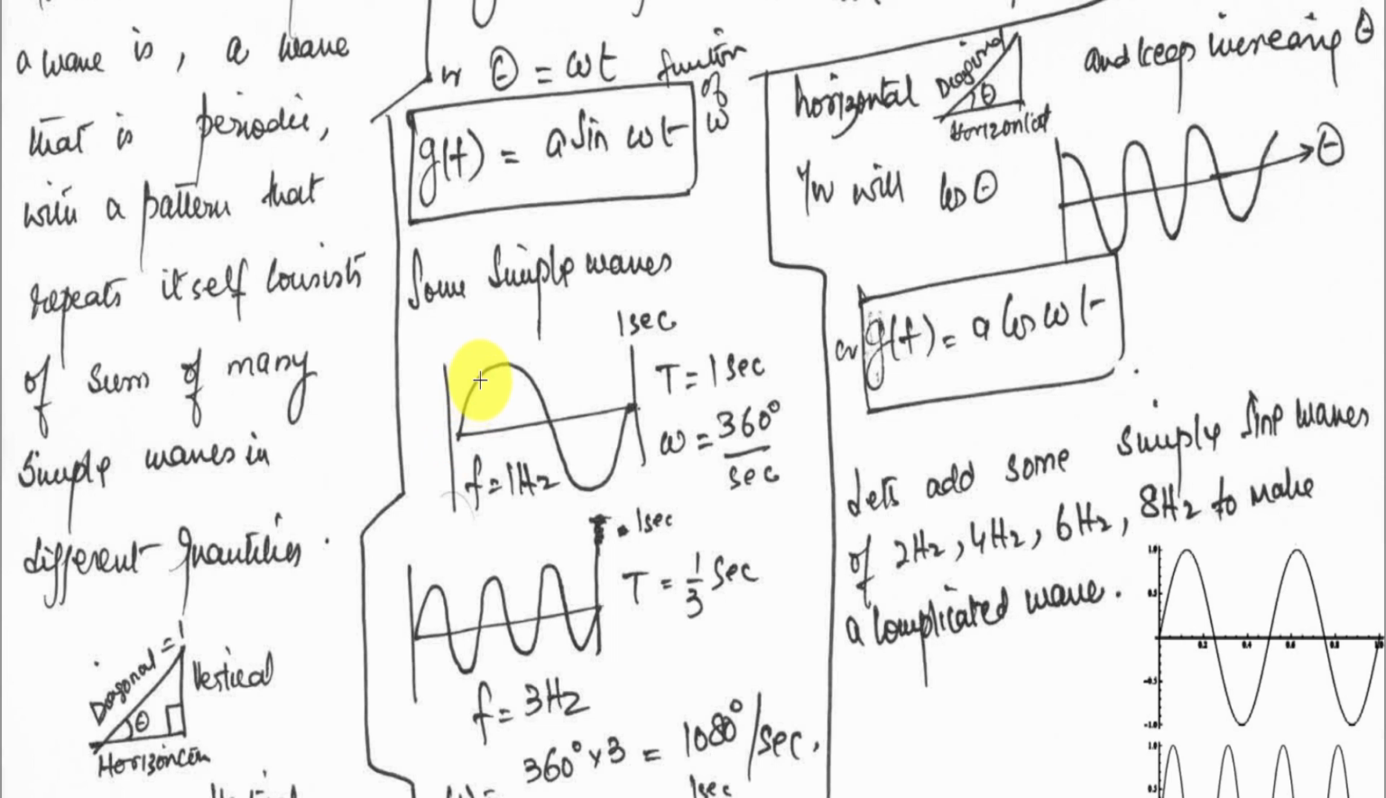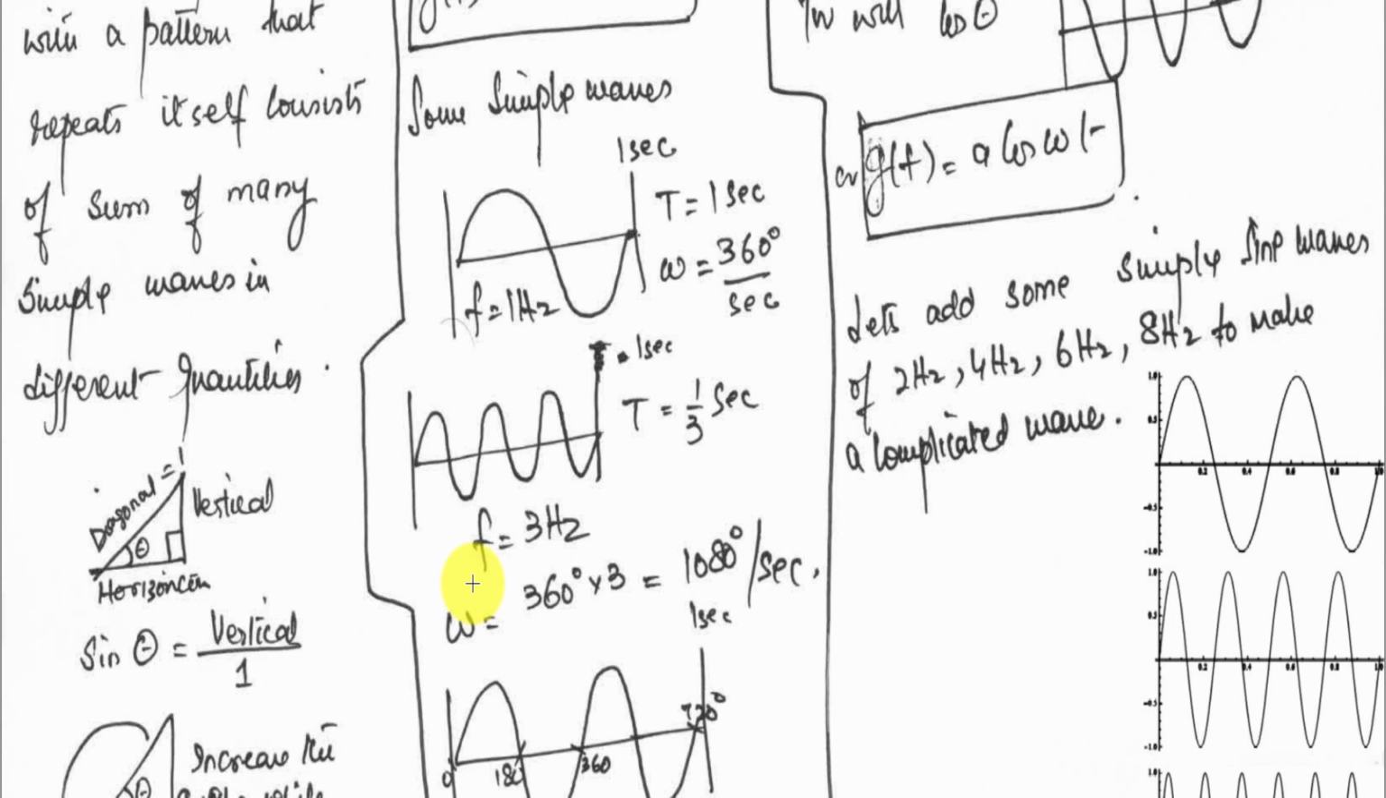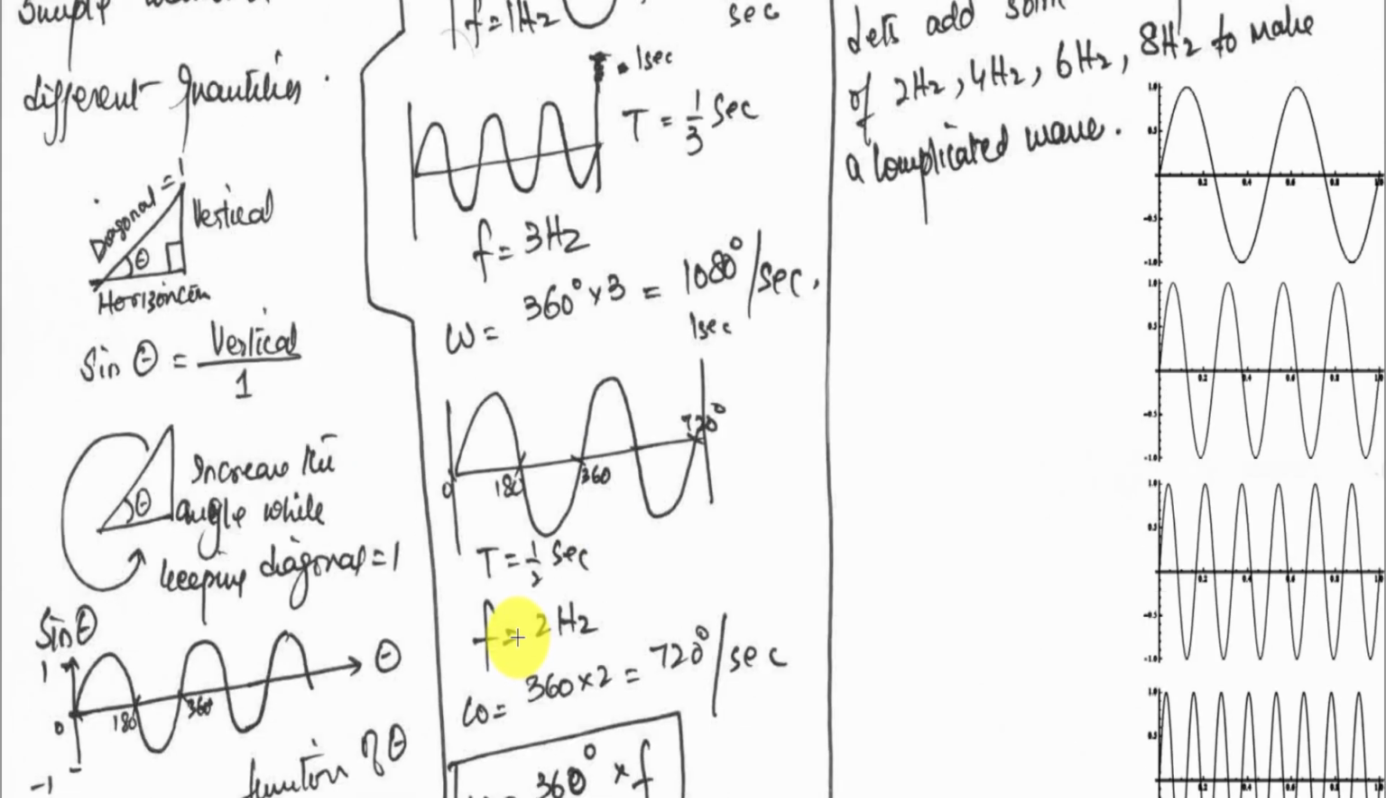Let's say we write a simple sine wave of 1 hertz. 1 hertz means the time period is 1 second, and the angular velocity omega equals 360 degrees in 1 second. And let's say if we have a frequency of 3 hertz, omega is 360 degrees times 3, that is, it's covering 1080 degrees per second, and the time period is obviously 1/3 of a second. If we have a frequency equal to 2 hertz, a sine wave, then the time period is half of a second, and omega equals, it covers 360 degrees twice in a second.